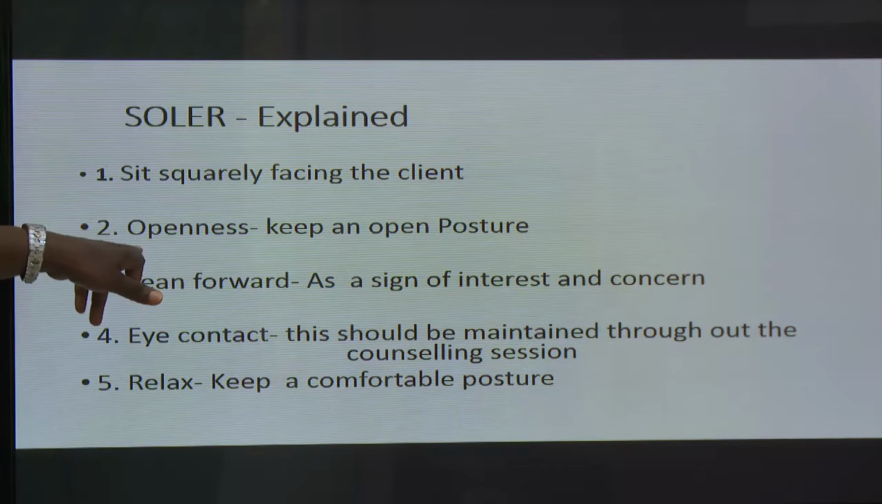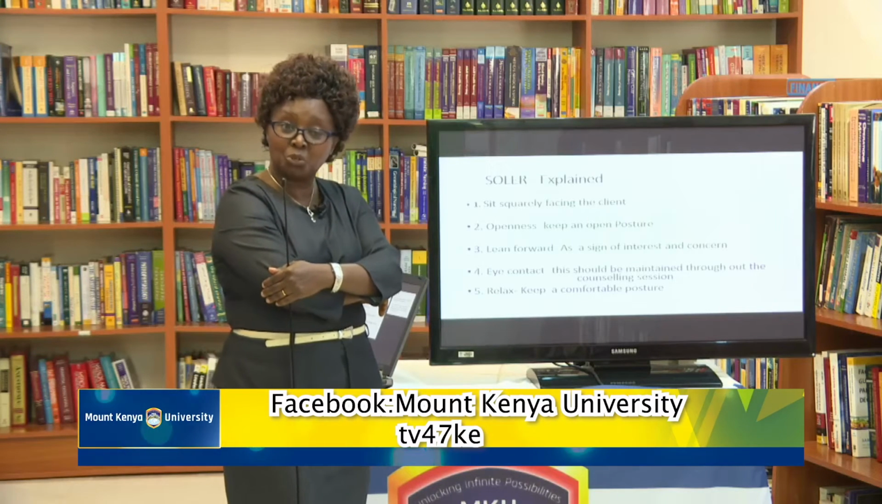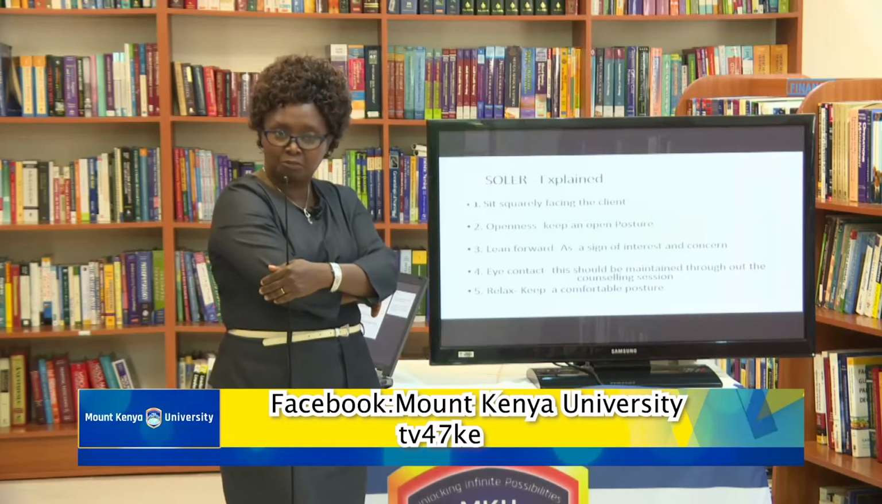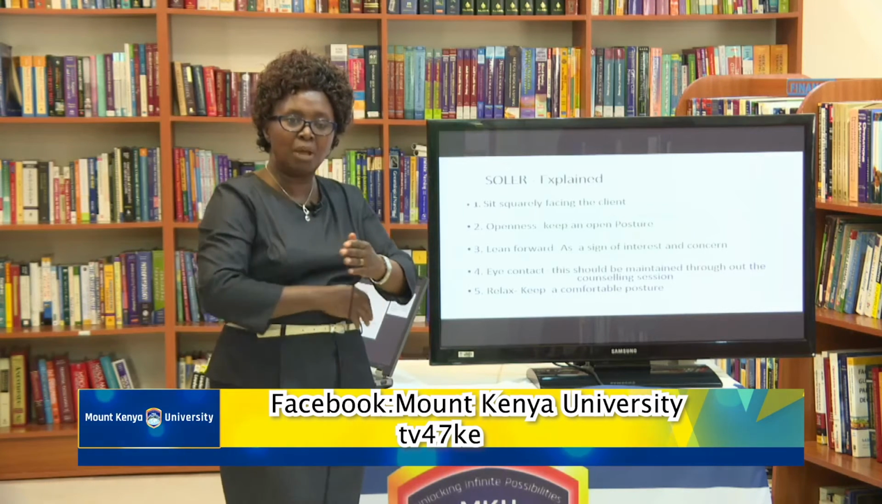Then the second one is openness. You maintain an open posture. Now that you are sitting squarely, seeing the client in each and everything, you maintain an open posture. What does an open posture mean? There are people who have got the habit of crossing their legs sometimes. They cross their arms. Then what are you telling the client? You don't care. You have come to intrude in my privacy. I have no time for you. That's what happens in counseling. So what we normally say is that you maintain an open posture.